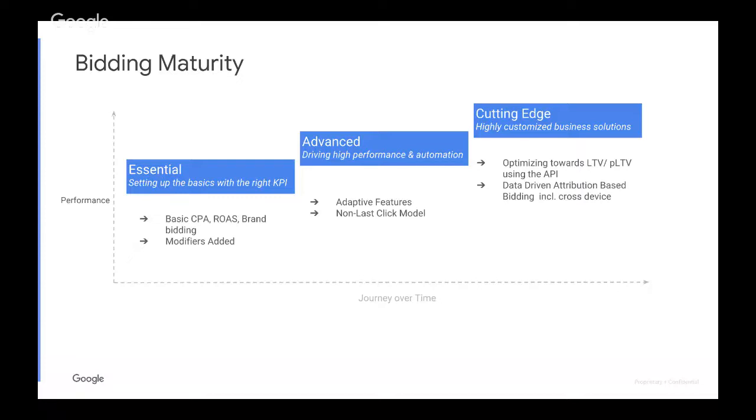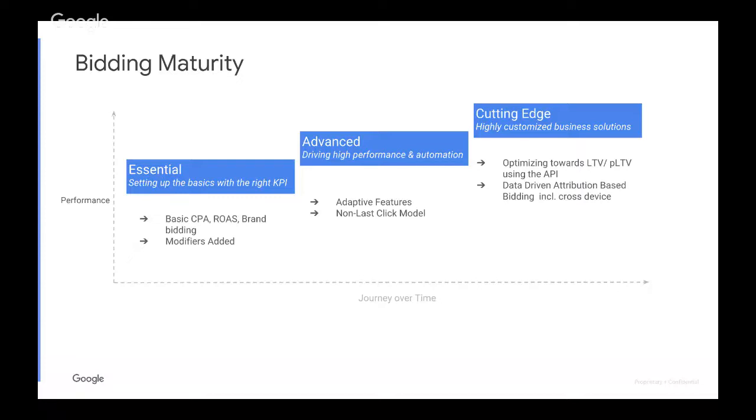So what we see as really advanced bid strategies is moving towards a lifetime value or a predictive lifetime value model. Of course, all these lifetime value models will change per business, but we'll dive into that in a little bit more detail. Now, how we really complement that is adding our data-driven attribution models.